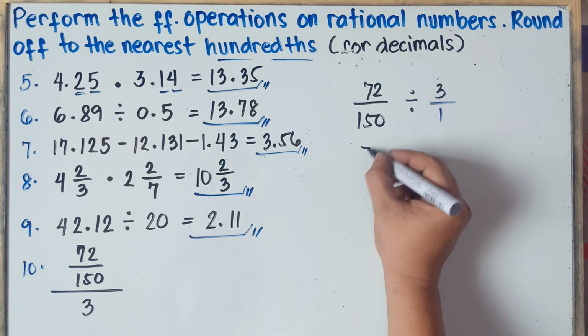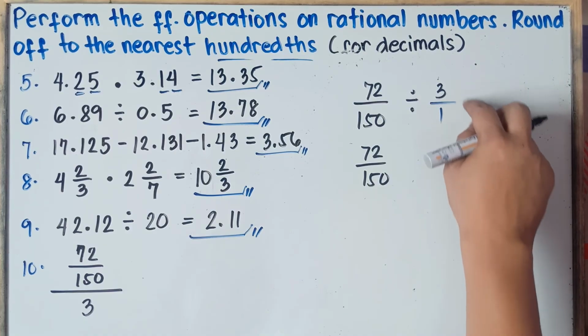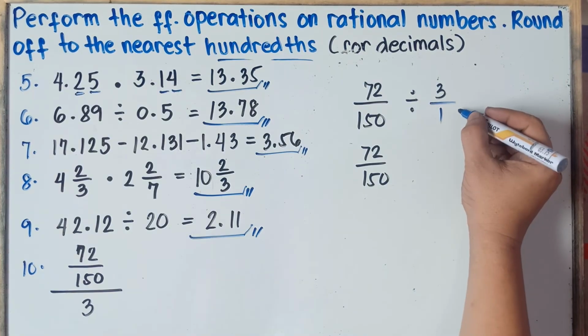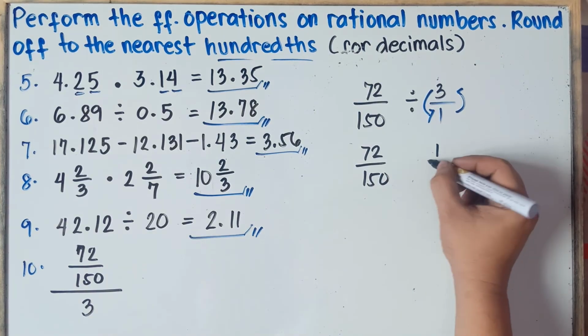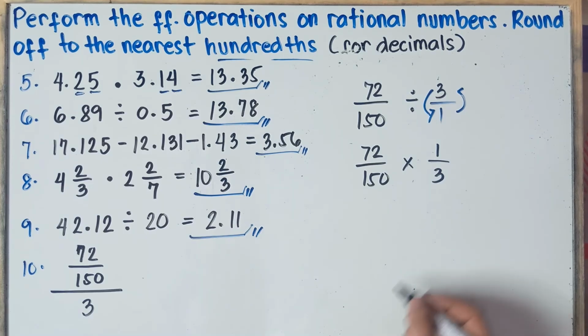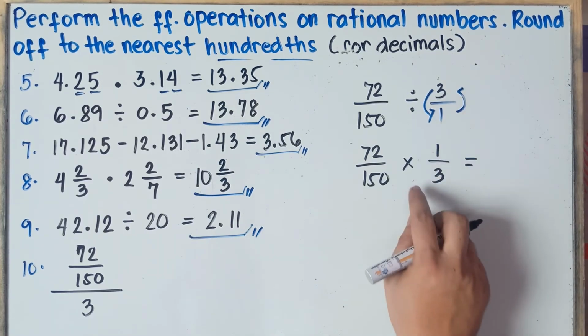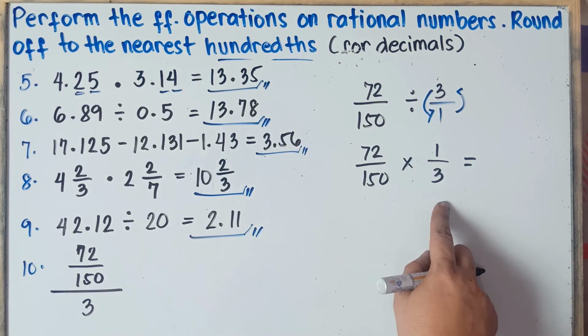So simply copy 72 over 150. This is our divisor. You get the reciprocal. So this 1 will be the numerator and this 3 will be the denominator. So this will be 1 over 3. And then you proceed to multiplication. Alright, and then we do the crisscross, class, because 150 times 3 will be really a large number.